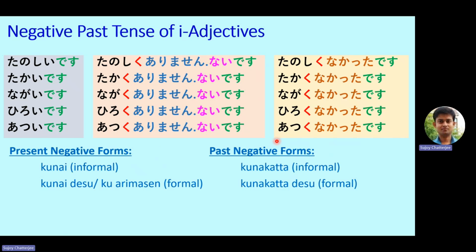To summarize, the present negative forms are kunai, which is informal, and kunai desu or ku arimasen, which are formal. In the past forms, kunakatta is informal and kunakatta desu is formal. If we don't write the desu at the end, we just write tanoshikunakatta or takakunakatta, then it's informal, and adding desu makes it formal or more polite. Tanoshikunakatta desu, takakunakatta desu, nagakunakatta desu, Hirokunakatta desu and atsukunakatta desu. So this is how we write the past tense.